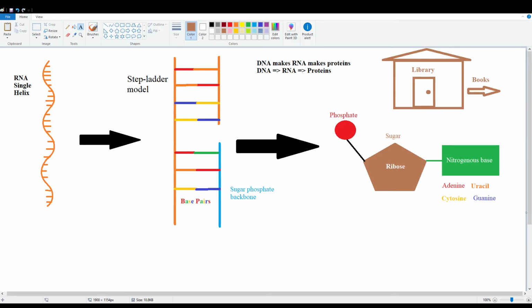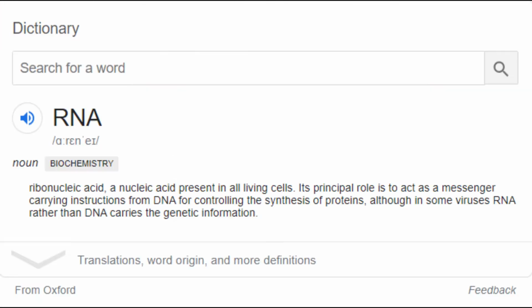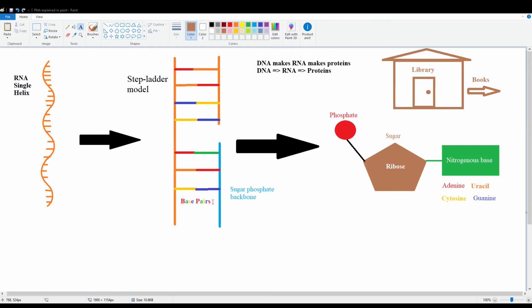And as usual, let's start with the definition. RNA is a ribonucleic acid, a nucleic acid present in all living cells. Its principal role is to act as a messenger carrying instructions from DNA for controlling the synthesis of proteins, although in some viruses RNA rather than DNA carries the genetic information, even though that is the function that DNA usually is responsible for. So this was actually quite a good definition because it already touched on one very central role of RNA, namely that it acts as a messenger.